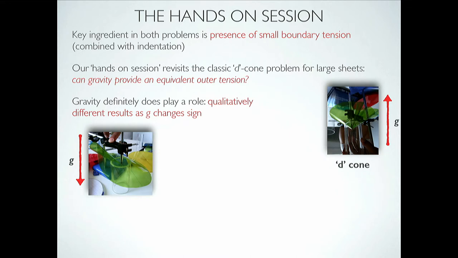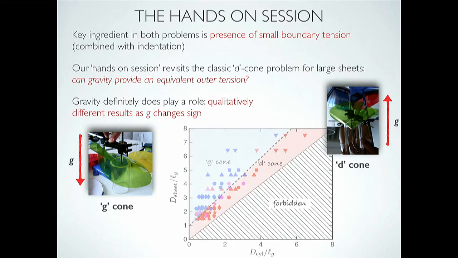Last night I had to think of a snazzy name for this, and the best I could do was to call this the G-cone, okay, so the gravity cone, if you like. But the results so far in the hands-on school is to sort of map out this phase diagram. So we've got two parameters. We've got the diameter of the sheet, and the diameter of the cylinder in which you're sort of poking the sheet.